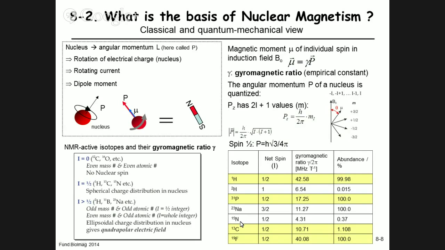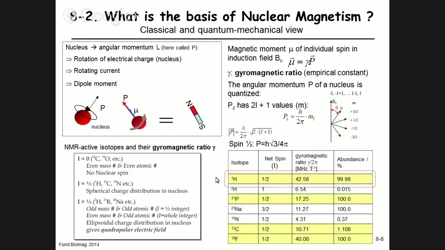Here's sodium and nitrogen 15. We have carbon 13 and fluorine 19. The ones that are in yellow are the ones that are measured in MR. And this gives you an idea. Fluorine is very close to hydrogen. This has an importance, as we will see later, on the sensitivity of the scan, of the effect.